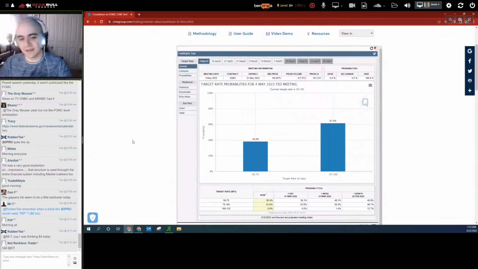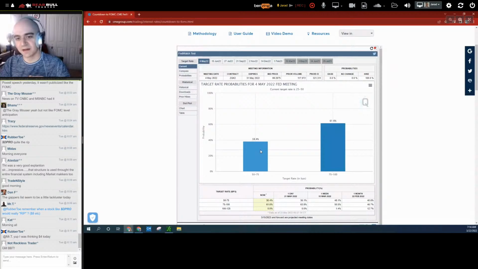So currently, what we're looking at, at least on the default page here, is an expectation for the May meeting, May 4th, 2022. And what the market is pricing in here, based on the bar chart, is the probability of a second 25 basis point rate hike. As of now, that probability sits at about 38.4%.